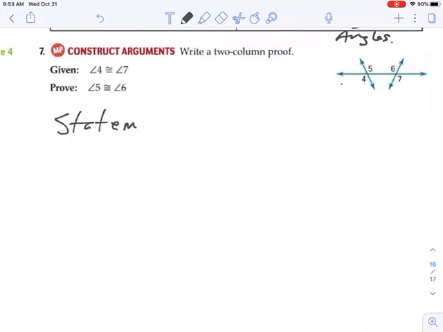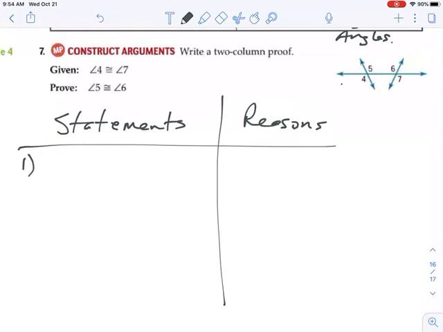Right, two-column proof. We can do that. Statements, reasons. Draw a line down. We're going to draw a line over. We're going to put a number 1. I'm not looking at anything other than what is given. I want my free, easy points. There it is. Everybody should do that.